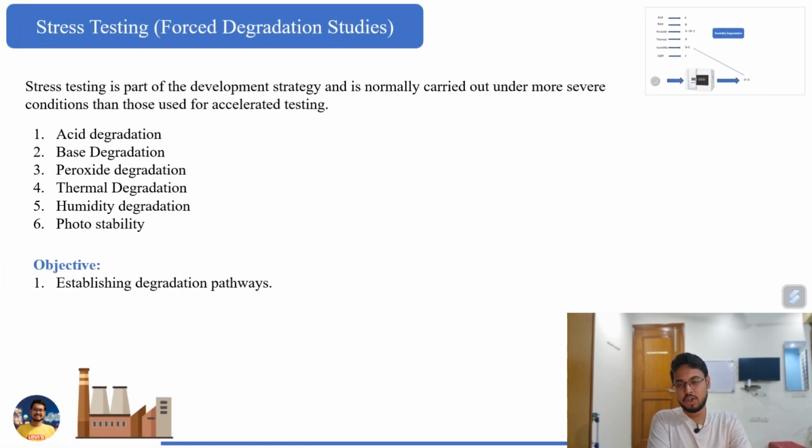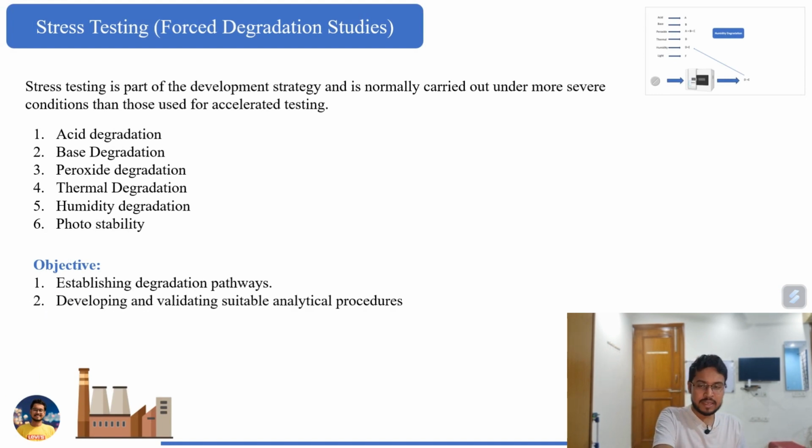Okay, so this is the first, establishing degradation pathway. Now second, these are very important to develop and validate an analytical method. When you expose your samples to all these degradation conditions and there is a formation of impurity, you develop your analytical method on the basis of all the impurities. Suppose there are 10 impurities formed in all the degradation, and you develop your analytical method in such a way that it can detect all the 10 impurities.